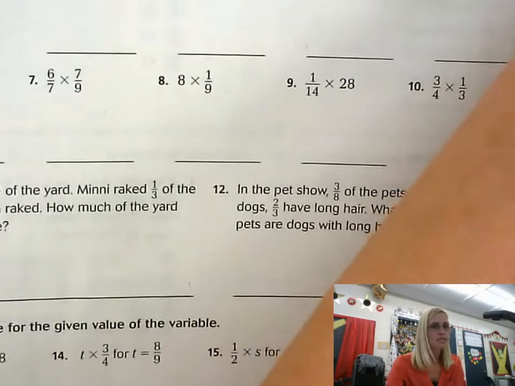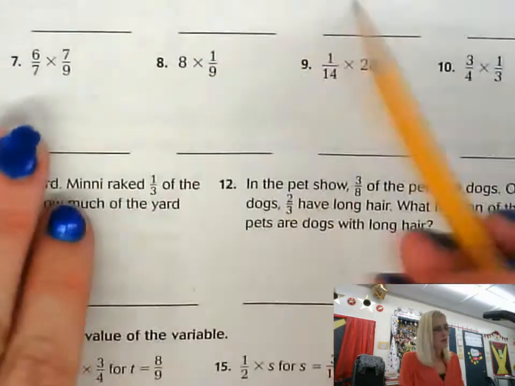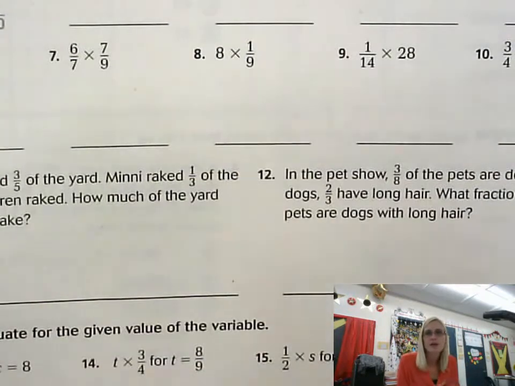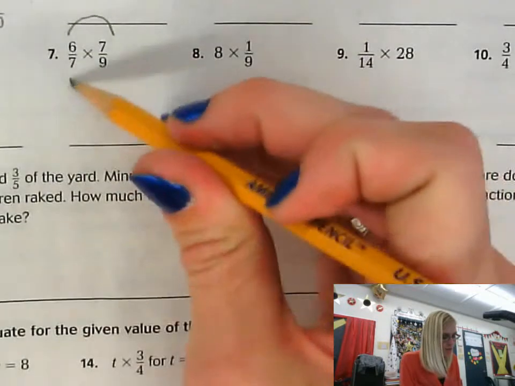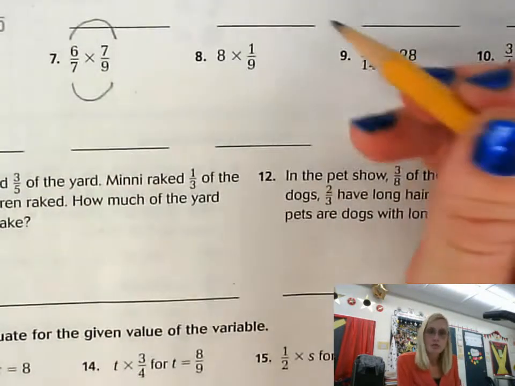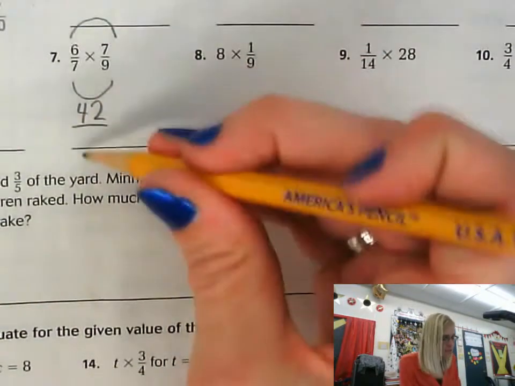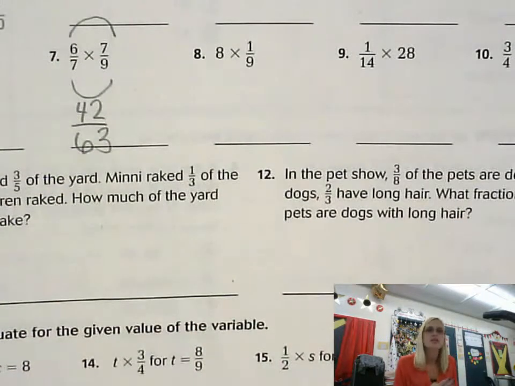When I look at, let's say, number 7, actually, I'll do 3 for fun. So I look at number 7, I have a fraction times a fraction. Well, if I have a fraction times a fraction, the only thing I'm doing is multiplying my numerators and multiplying my denominators. So when I multiply 6 times 7, it's 42. And 7 times 9 is 63. Now, that is fine. That's the answer that I would go with.